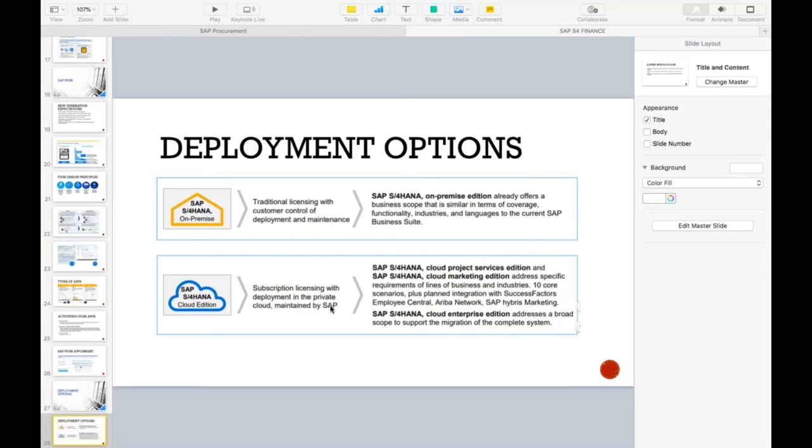Right? So SAP S/4HANA Cloud Edition comes in three editions: one for project services, second for marketing, and third one for enterprise edition. Now, maybe going forward, or maybe even today, they might have come with different editions, because these were the initial two, project services and marketing. They may come with manufacturing also, and some other editions also, but the full functionality is only available in Cloud Enterprise Edition.